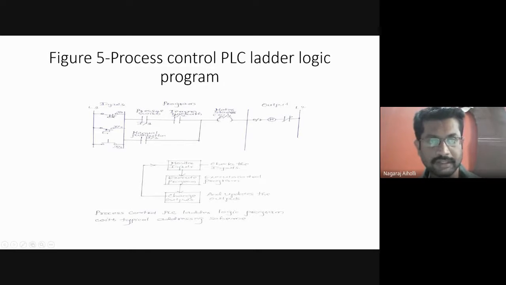Then these are the input switches: a pressure switch, a temperature switch, and a push button. Then on the output side we have the motor that is going to be energized, the output coil. That is, monitor the inputs, execute the program, and change the outputs. That is the program scan.